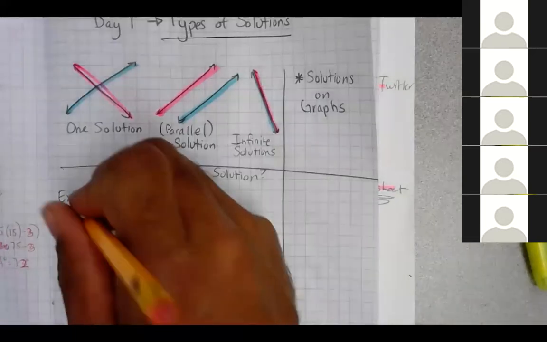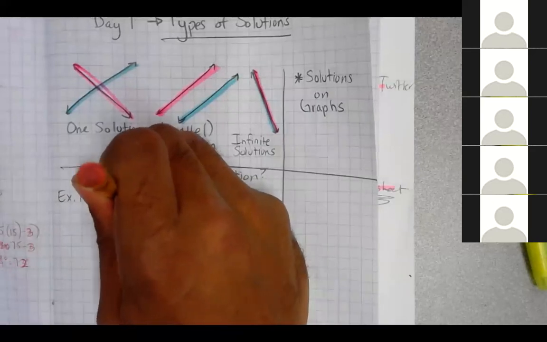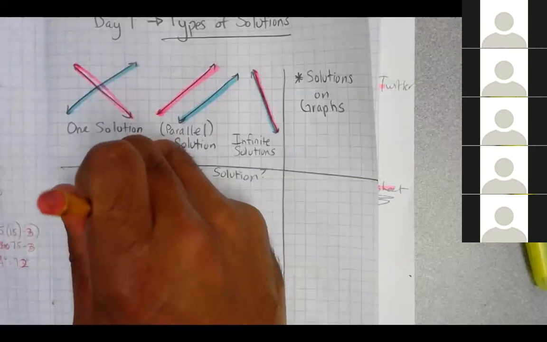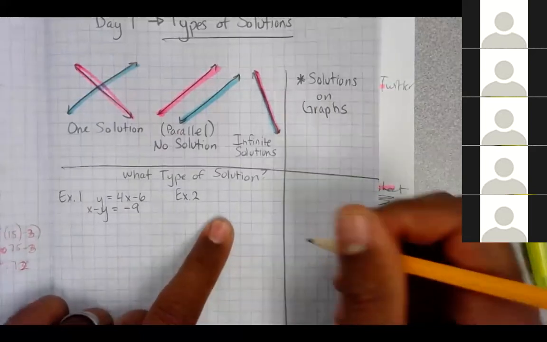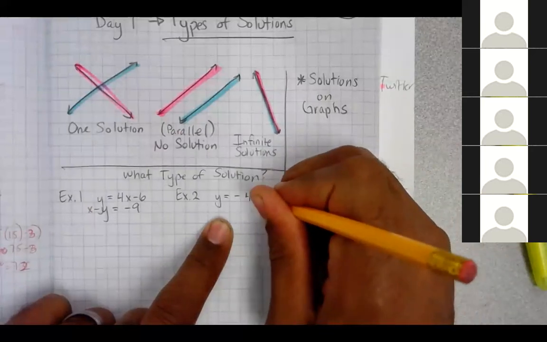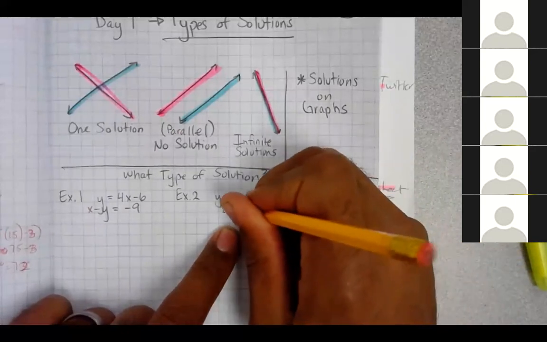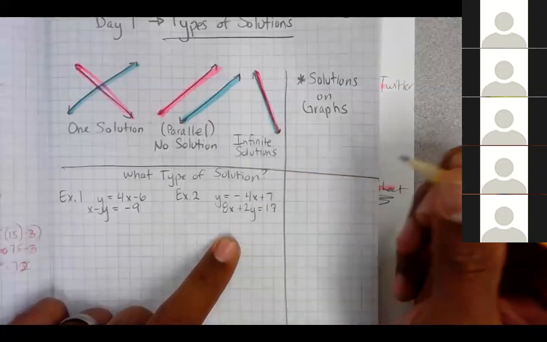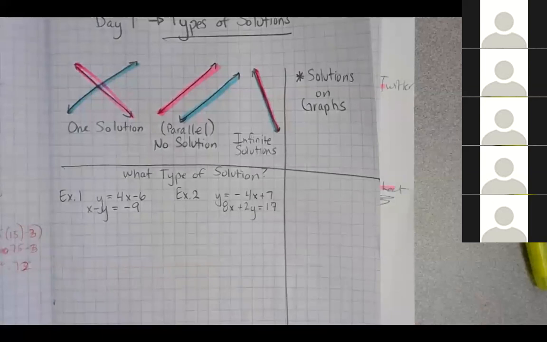So the first example, I'm going to write down both equations side by side, and then we'll go over them. So the first one's y equals 4x minus 6. Then x minus y equals negative 9. The second equation is going to be y equals negative 4x plus 7. And then 8x plus 2y equals 17. Pause it for a second.